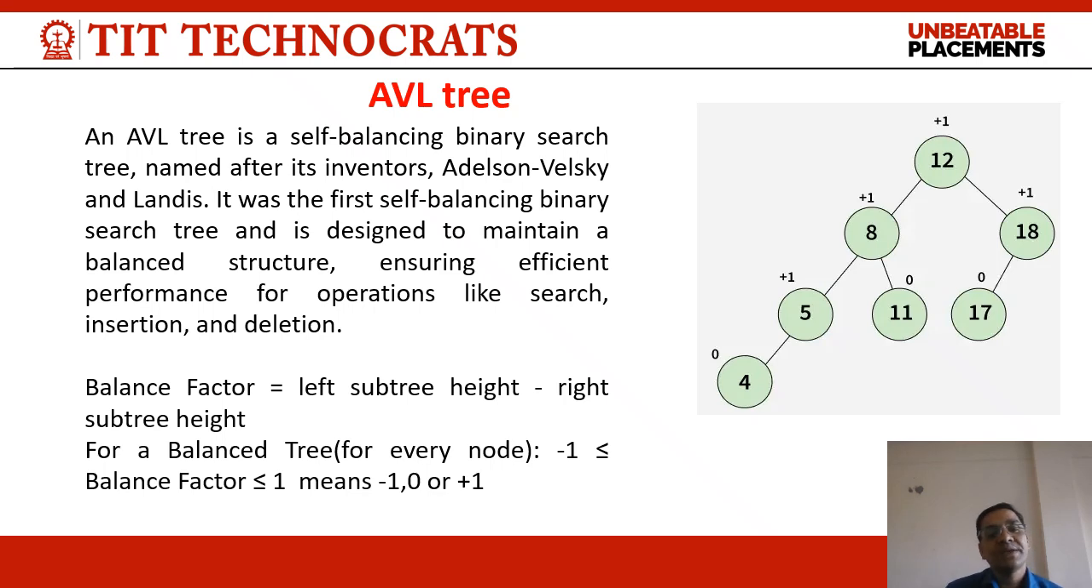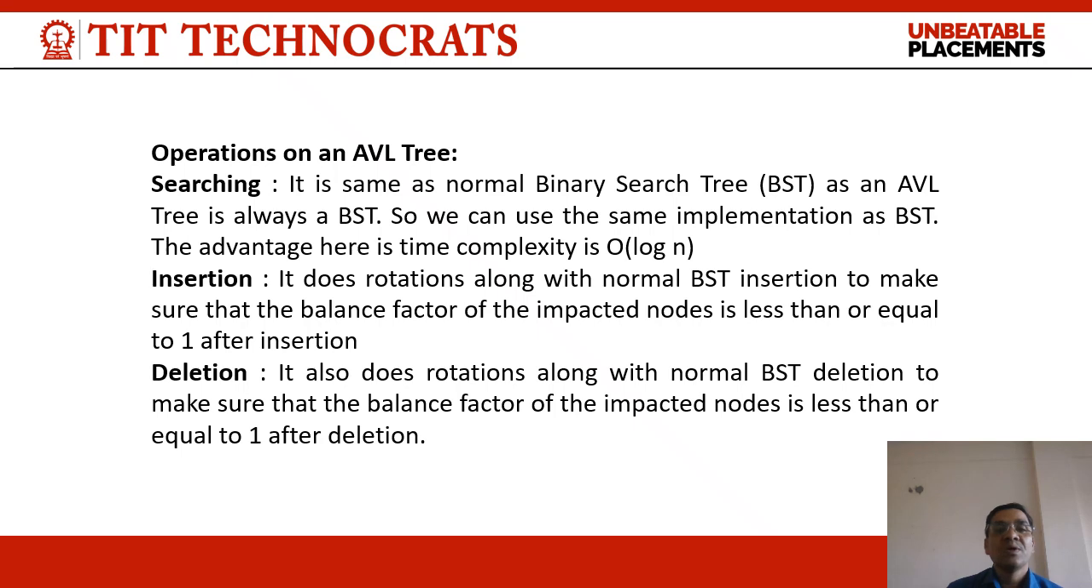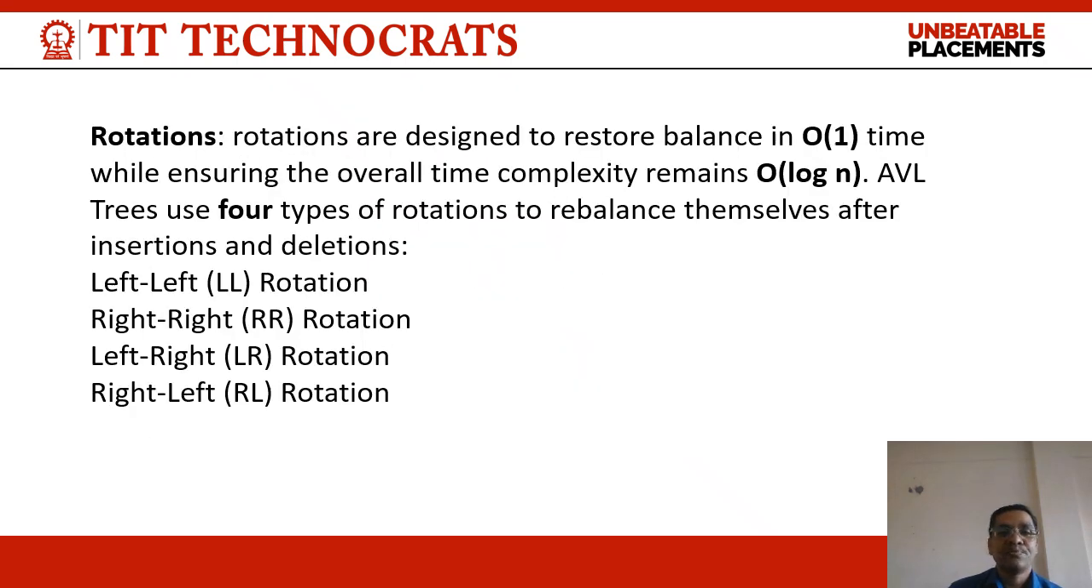The balance factor is calculated as the height of the left subtree minus the height of the right subtree. Its balance factor is either -1, 0 or +1 only. Operations on an AVL tree: searching takes O(log n) time. Insertion: it does rotations along with the normal binary search tree insertion. Deletion: it also uses rotations.